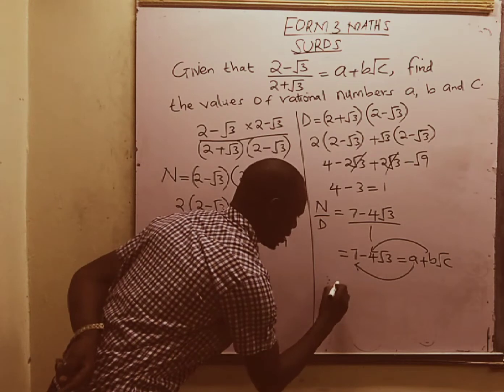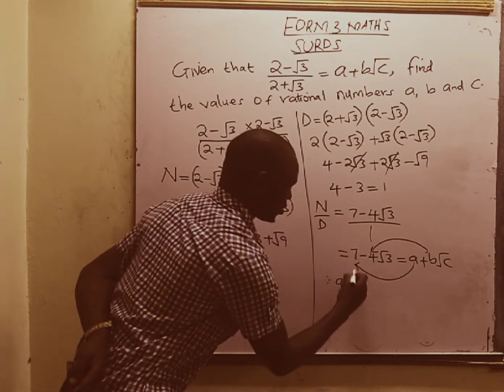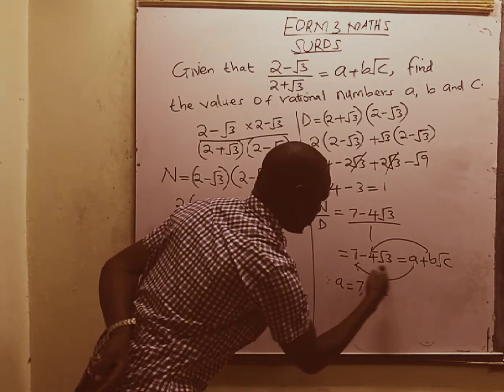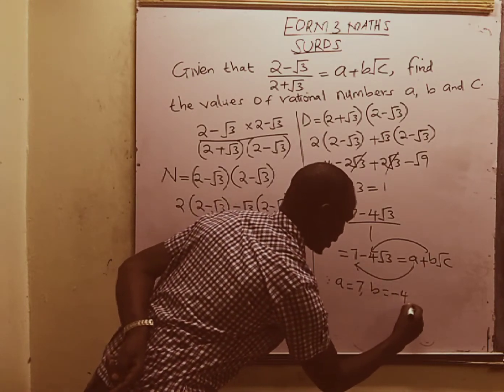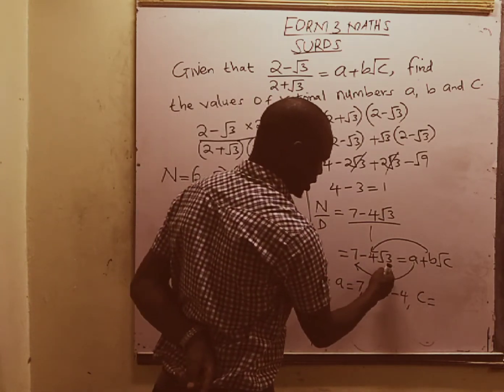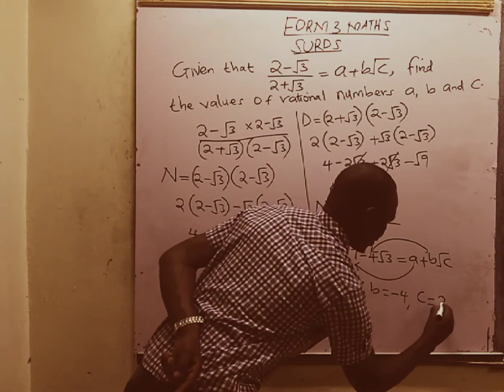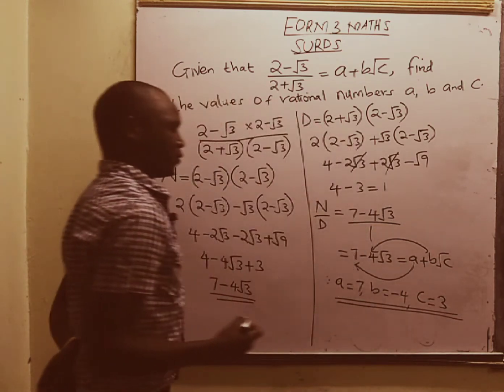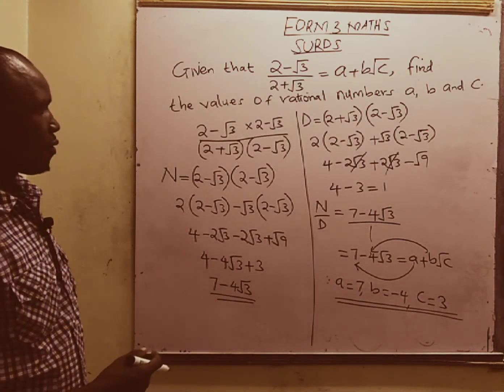Therefore, we can go down and say the value of a will be 7, the value of b will be negative 4, and the value of c will be the number under the root sign, which is going to be 3. And if you do that, you would have solved that question very well.